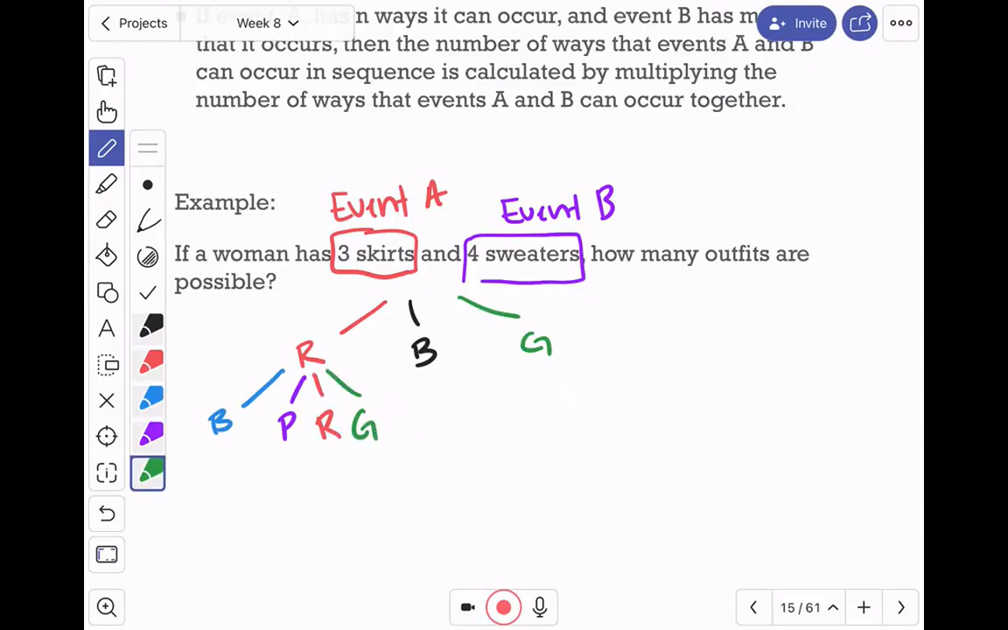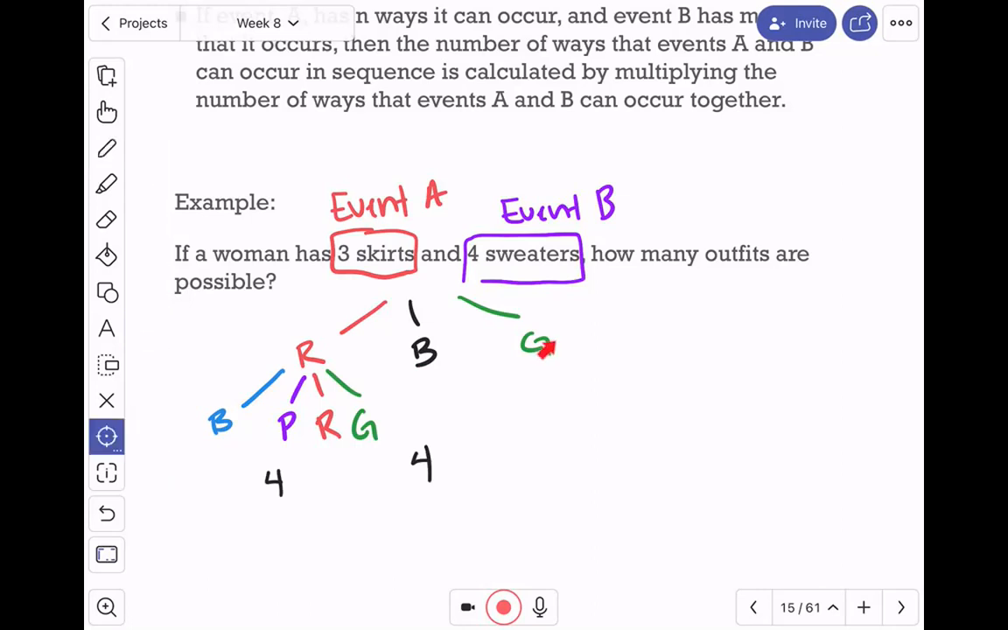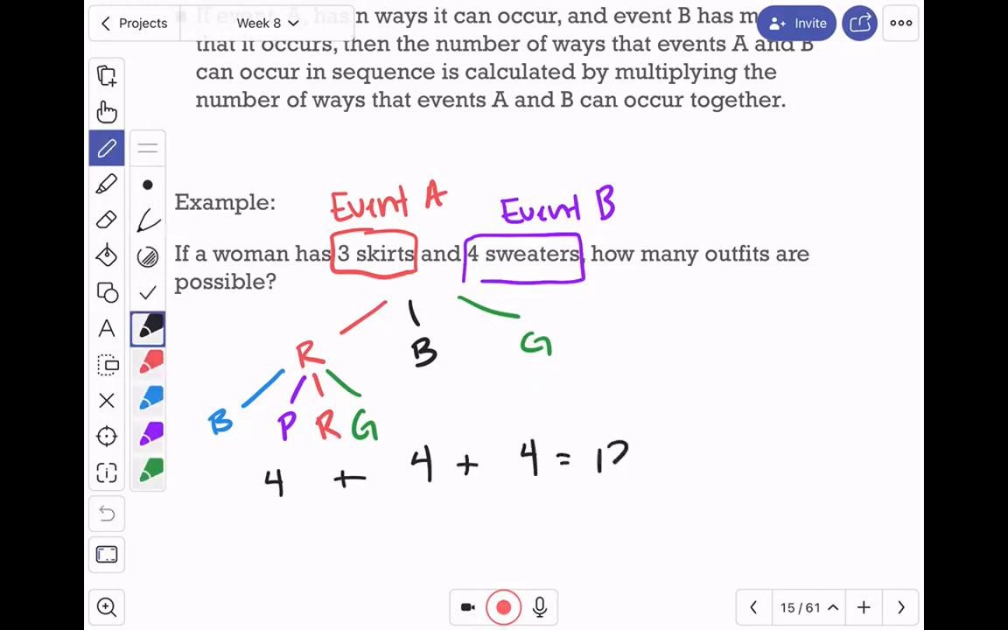So how many different combinations do I have there? Red, blue; red, purple; red, red; red, green. That is 4 total ways she can do that, right? I can carry that to here as well, because she can wear blue, purple, red, green. How many ways would she have to wear that? 4 again, right? I can also carry that here where she can wear blue, purple, red, green again. That is 4 there. If we add these up, we get 12.